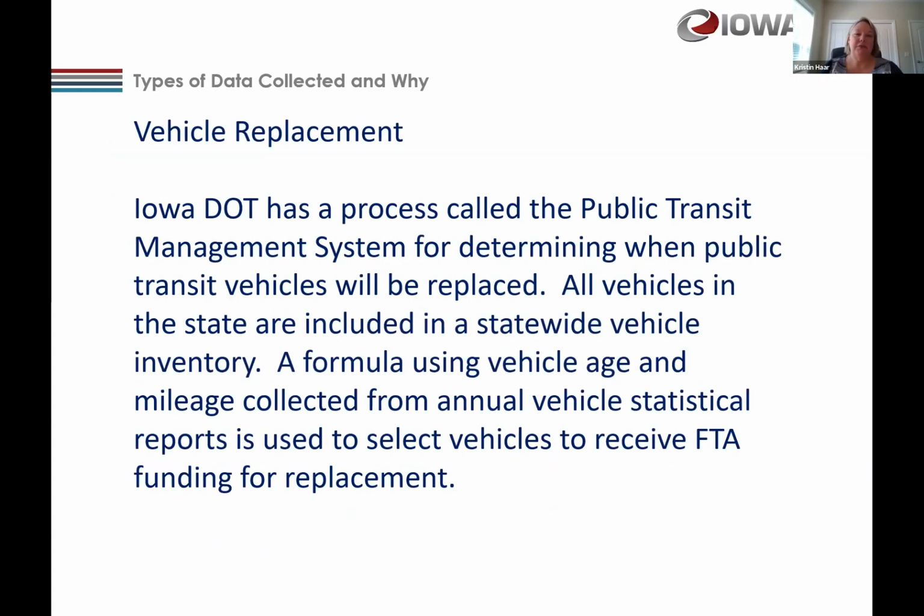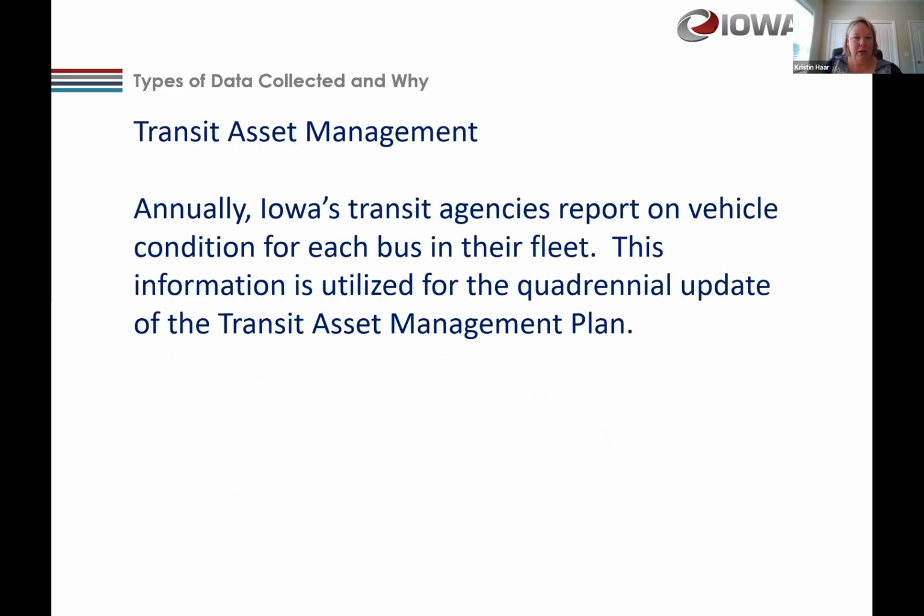We also have a process for determining when public transit vehicles will be replaced. And so we use the odometer information. So we have the current mileage, and then we use the current age. And we have a formula that gives a score to each vehicle. And vehicles, once they reach the top of the list, are able to be replaced with as much money as we can possibly go down, given our annual disbursement from FTA or any other discretionary grants we might receive. So we use all of this information in a number of different ways.